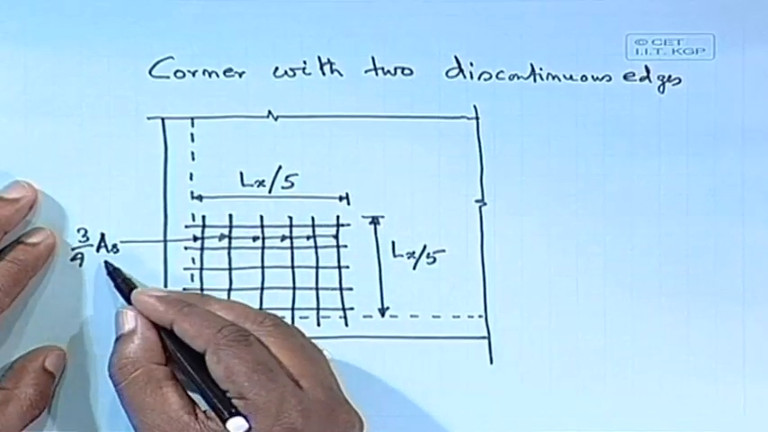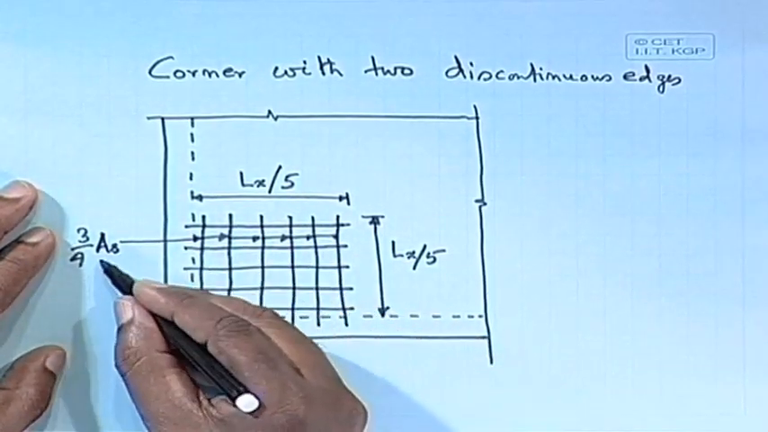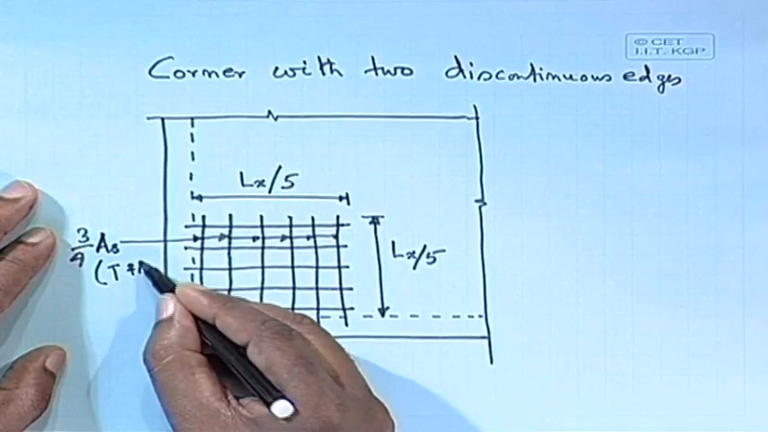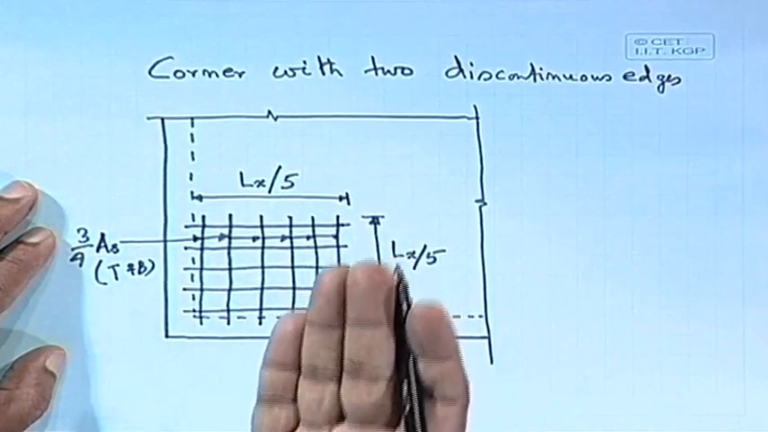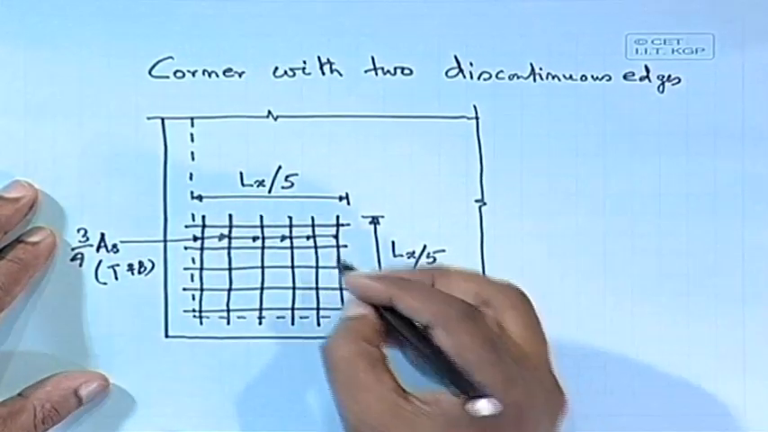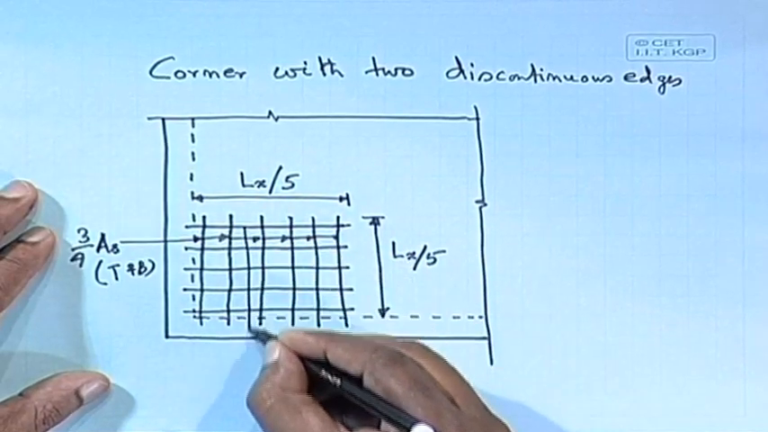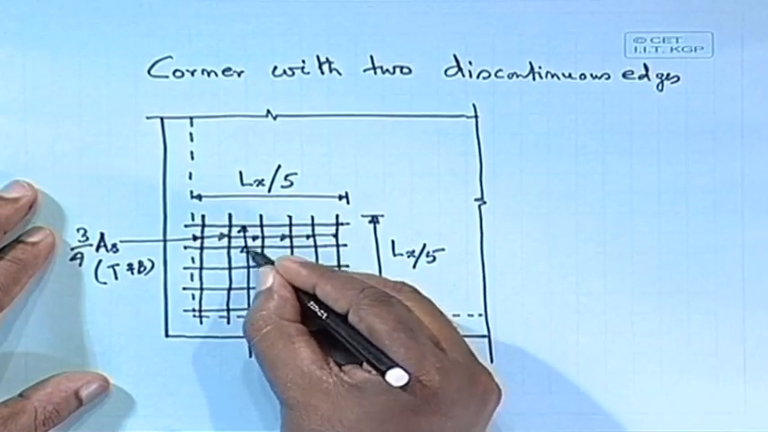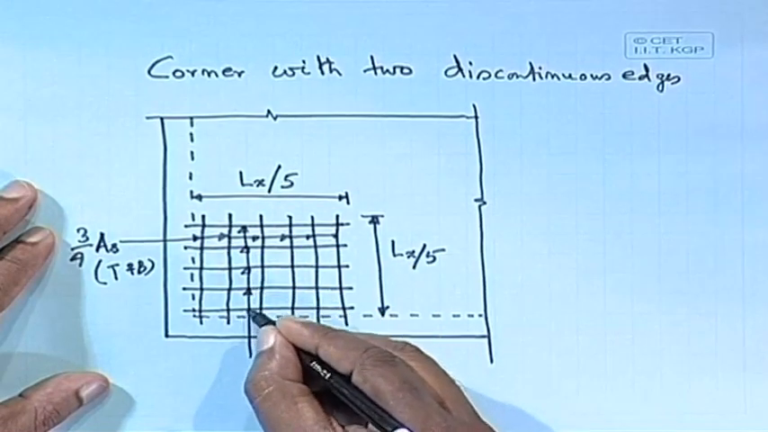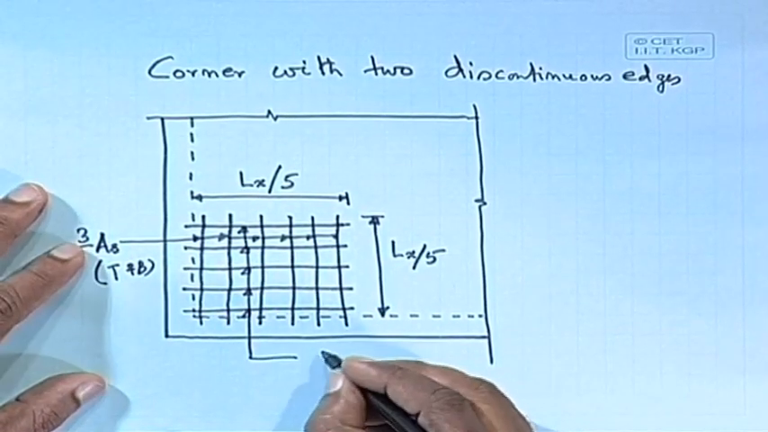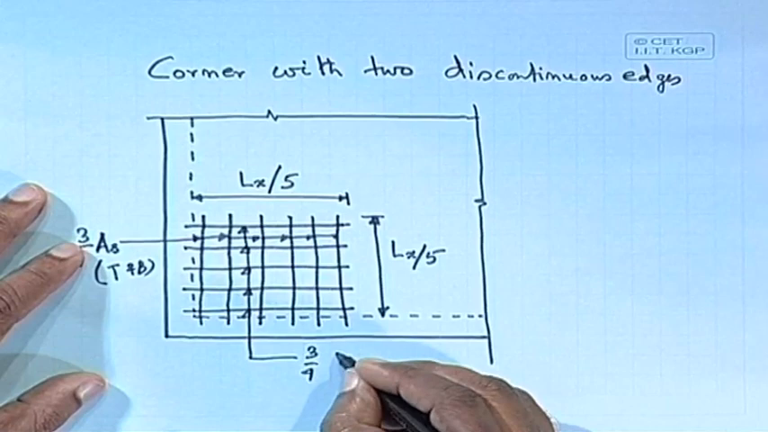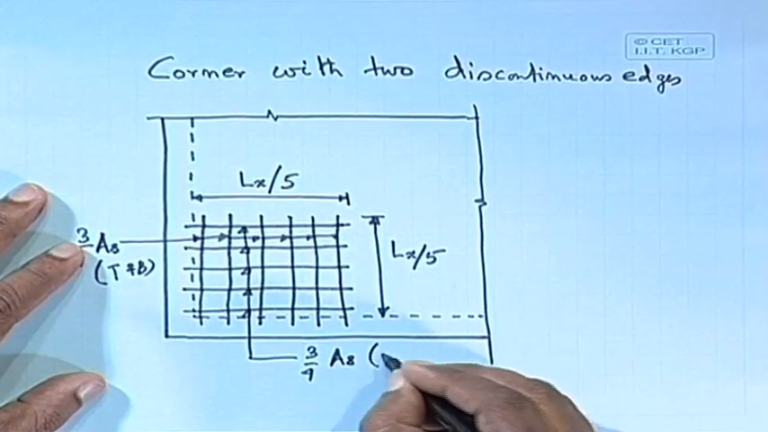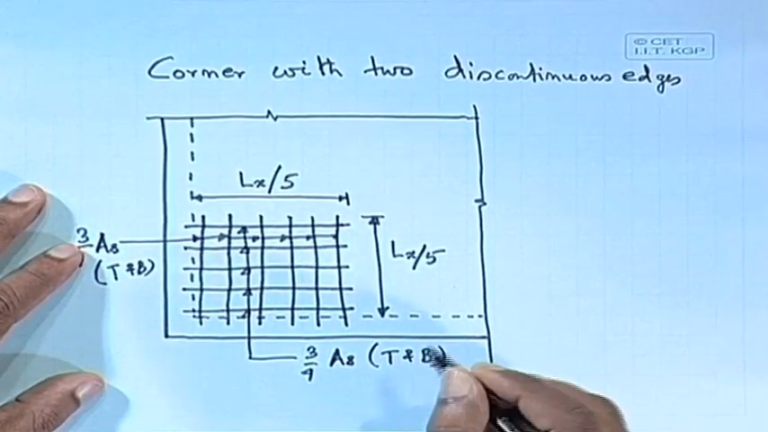So, 3/4 of the area of steel that you have to provide here should be at the top and bottom both, at the top as well as at the bottom. Similarly, the other reinforcement that we have to provide here is also 3/4 AS, area of steel, top and bottom. So, we are not directly computing that.